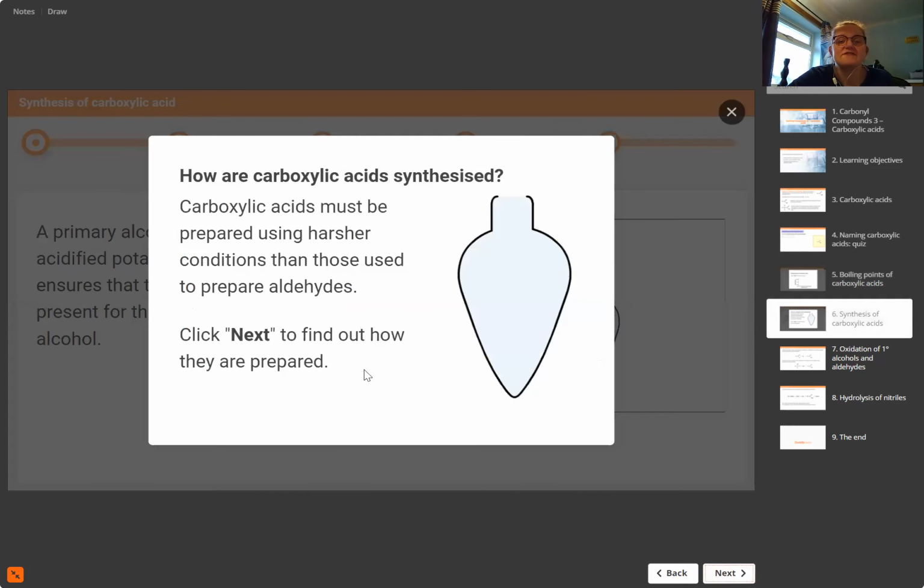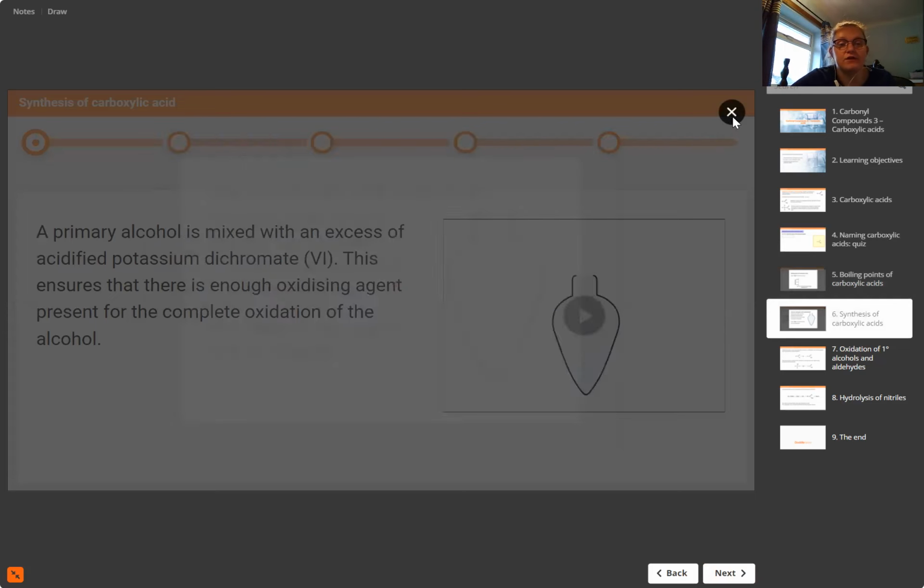So how might we synthesize carboxylic acids? Well, we use those harsher conditions when preparing aldehydes. So again, this is a quick recap. If you want more information and a more detailed process of how we synthesize carboxylic acids, then I would suggest going back and watching the alcohols video.